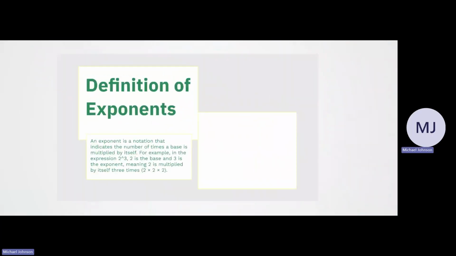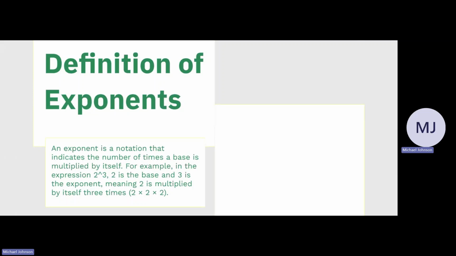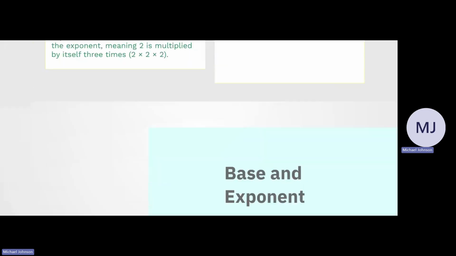Introduction to exponents. An exponent is a notation that indicates the number of times a base is multiplied by itself. For example, in the expression 2 to the 3, 2 is the base and 3 is the exponent, meaning 2 is multiplied by itself 3 times.